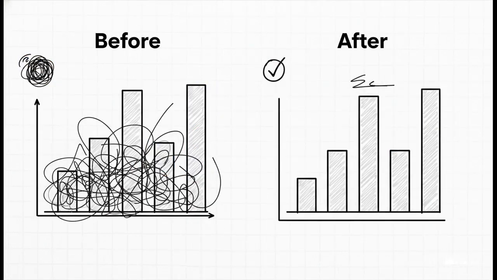Next up, the crowded mess. You know exactly what I'm talking about. Your title crashes into your axis labels, everything's a jumbled, unreadable mess. Luckily, Matplotlib has a one-line miracle fix for this, plt.tight_layout. It's like a magic wand that automatically adjusts all the spacing to make everything neat and tidy.